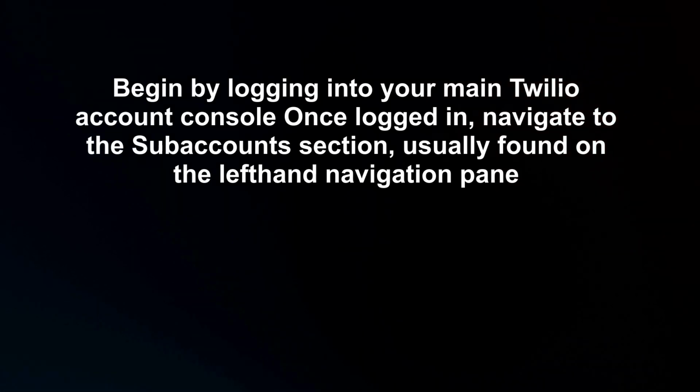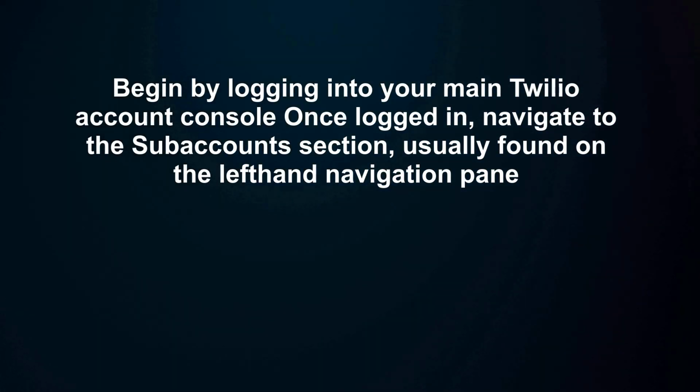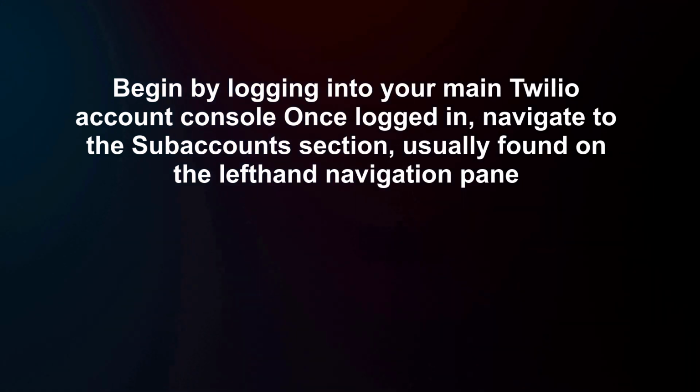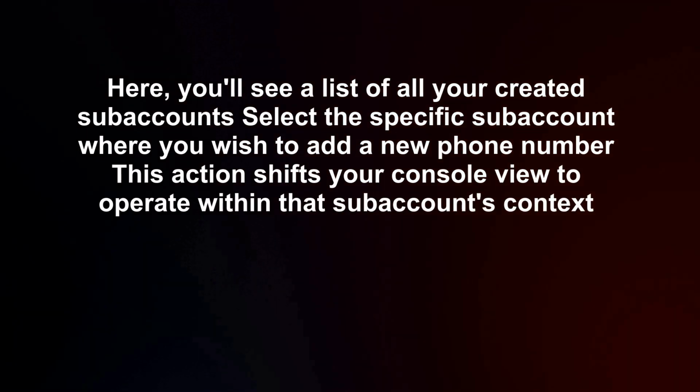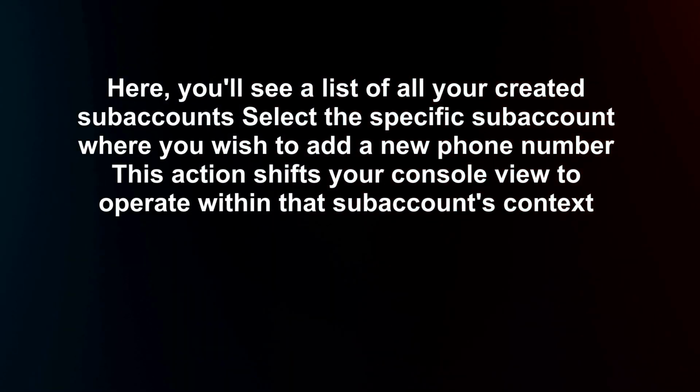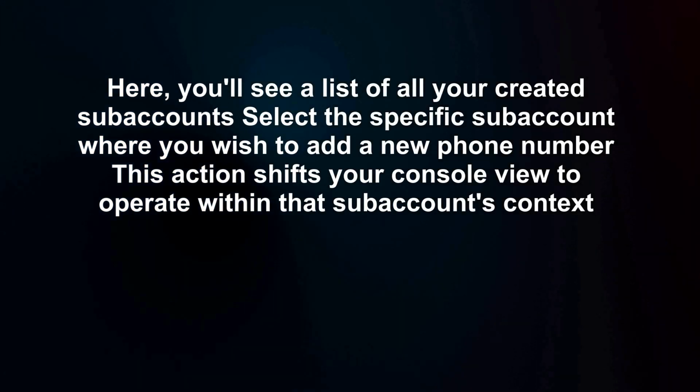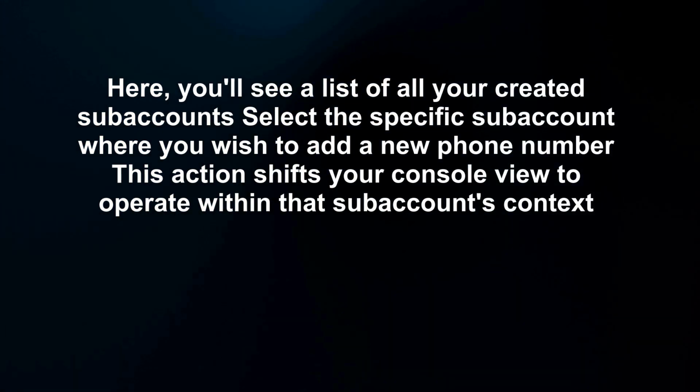Begin by logging into your main Twilio account console. Once logged in, navigate to the Subaccount section, usually found on the left-hand navigation pane. Here, you'll see a list of all your created Subaccounts. Select the specific Subaccount where you wish to add a new phone number.